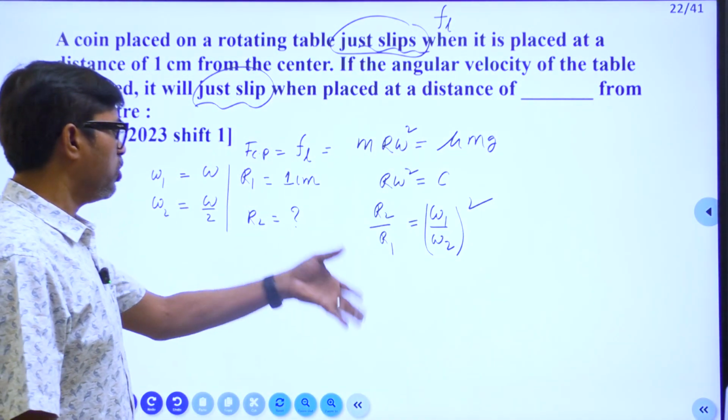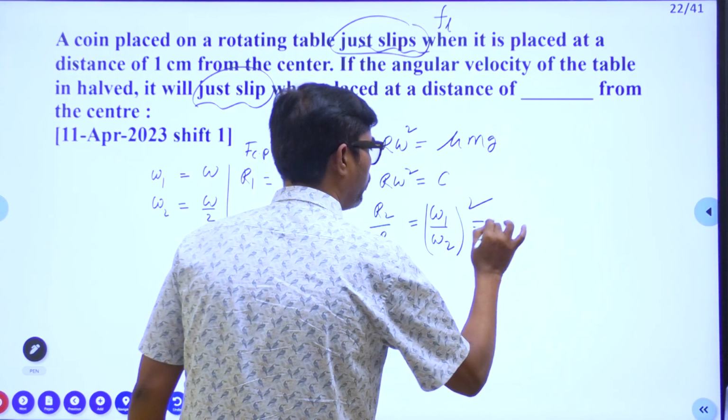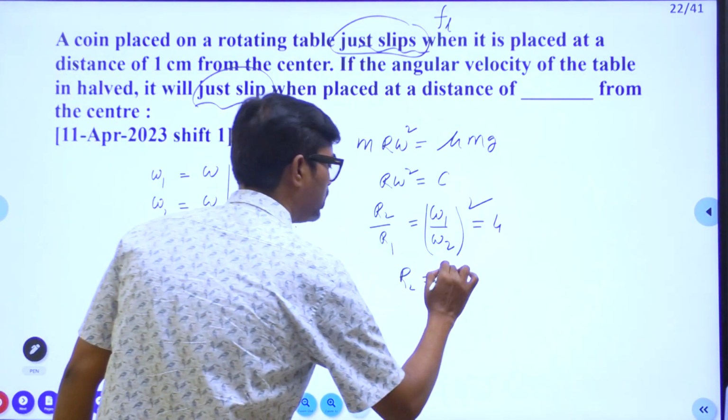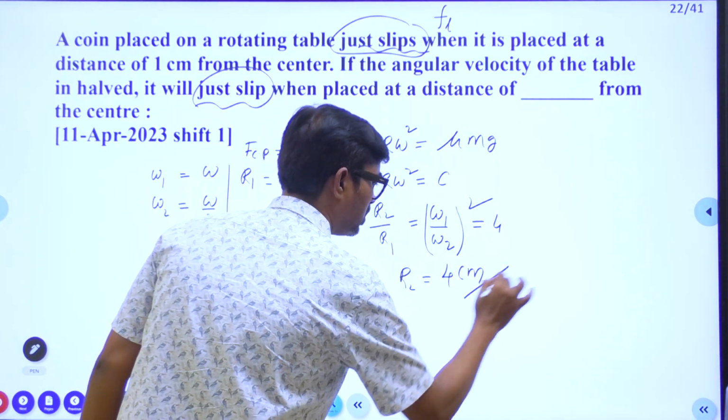Alright. Omega 1 by omega 2 is 2. 2 square is going to be 4. Otherwise, R2 equals 4 times R1. R1 is 1 centimeter, meaning you will get 4 centimeter. That's the answer you have.